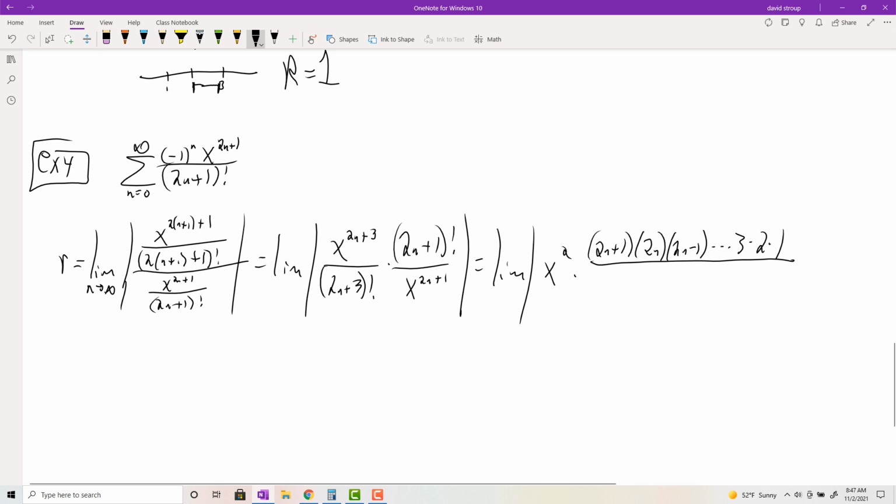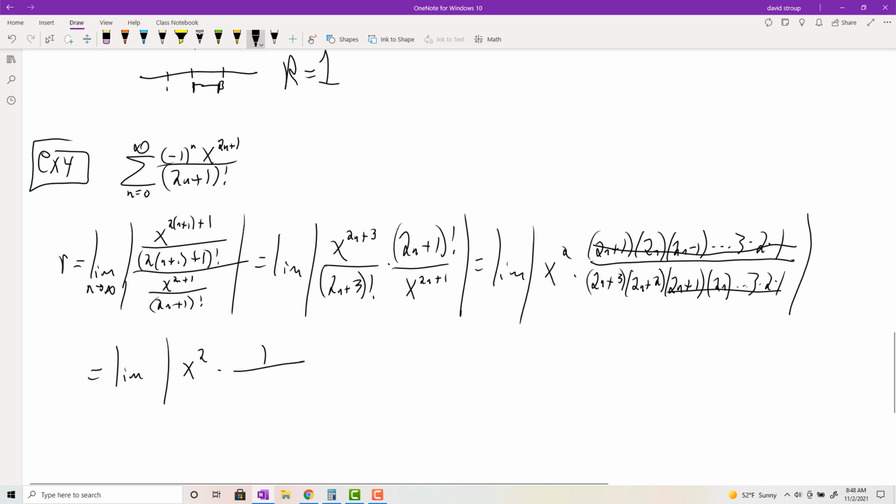Downstairs I have 2n plus 3 factorial, which is 2n plus 3 times 2n plus 3 minus 1, which is 2n plus 2, times 2n plus 2 minus 1, which is 2n plus 1, and then times 2n and all the way to 3 times 2 times 1. So all of this material will cancel out. And we have the limit as n goes to infinity of x squared times 1 all over 2n plus 3 times 2n plus 2. If you want, you can factor out the x squared now.